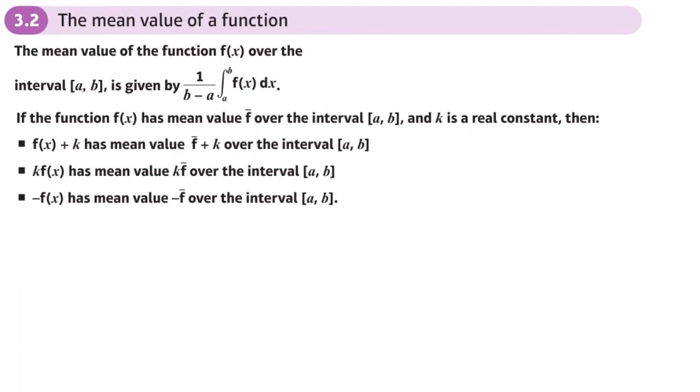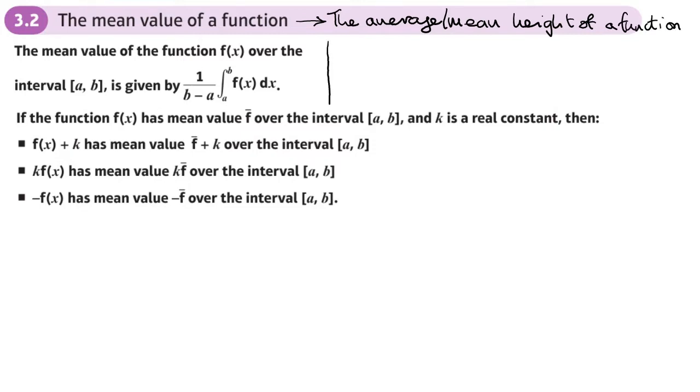This is the second section of chapter 3, which is methods in calculus, and here we look at the mean value of a function. Now we can think of the mean value of a function as the average height of a function. So the average or mean height of a function. Okay, so what does that look like?